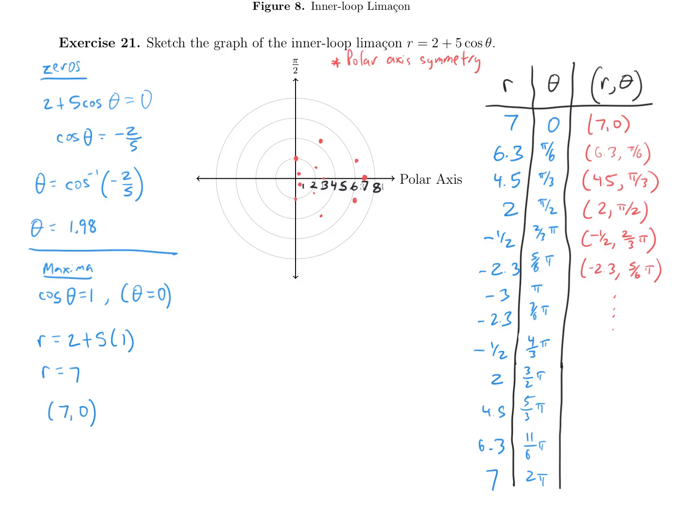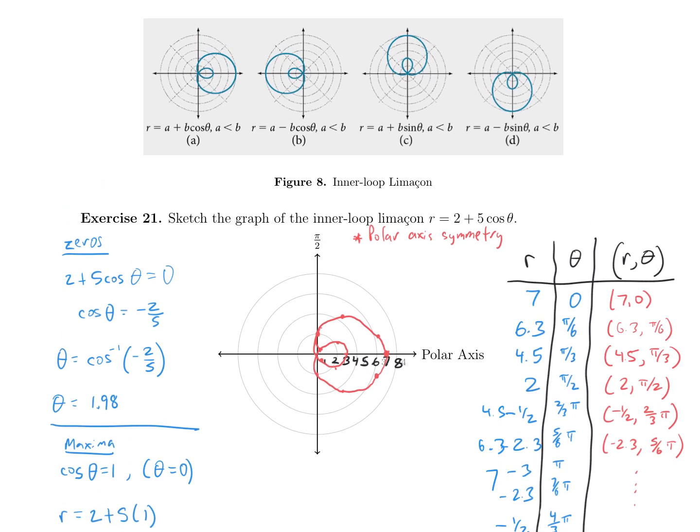Okay, so now it's time to put this all together. So it starts here and it goes in this direction. It goes like this. It does a nice little loop. It goes back, and it goes like that. So that's our inner loop. So that should look like this, which it does, as you can see. Okay, let's move on to the next page.